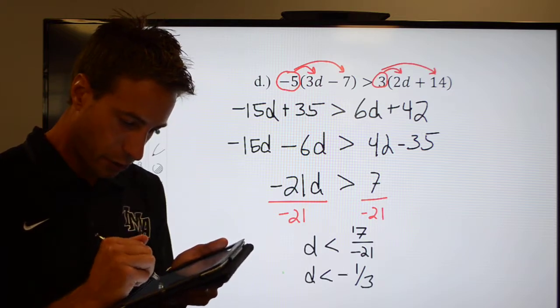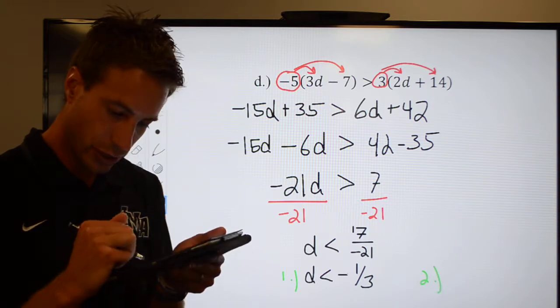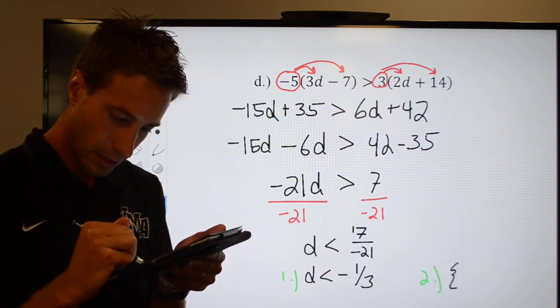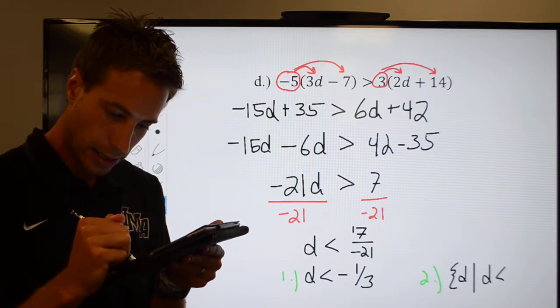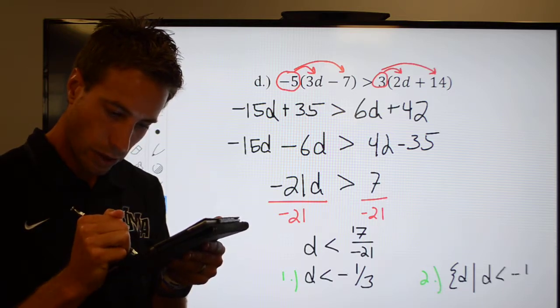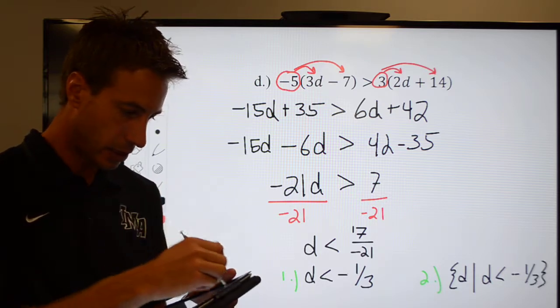All right, so there's our first way. Our second way is going to be the set builder notation. Let's go ahead and take care of that. d's such that d is less than negative 1/3. And finally, let's go ahead and put our number.